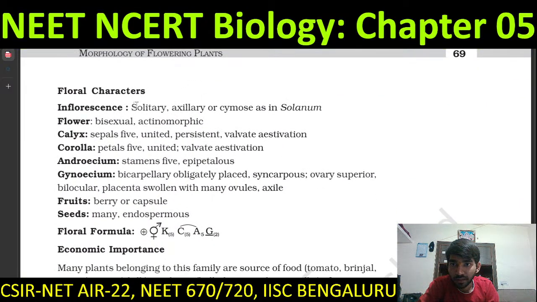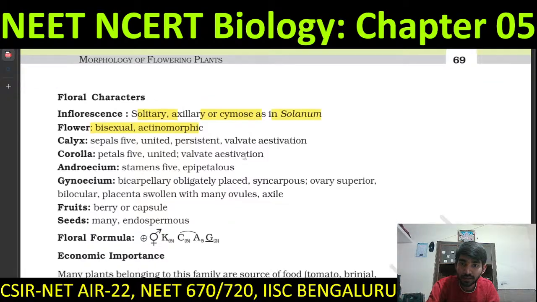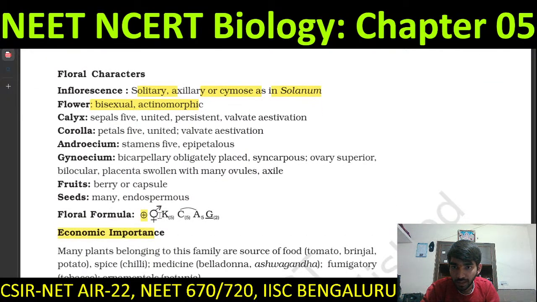So the inflorescence can be solitary, axillary, cymose, solanum. Not very important. Flowers are bisexual, actinomorphic. This you can see because there is androecium, gynoecium both. So it is supposed to be bisexual, as you can see here also. Actinomorphic because circle with a plus sign.